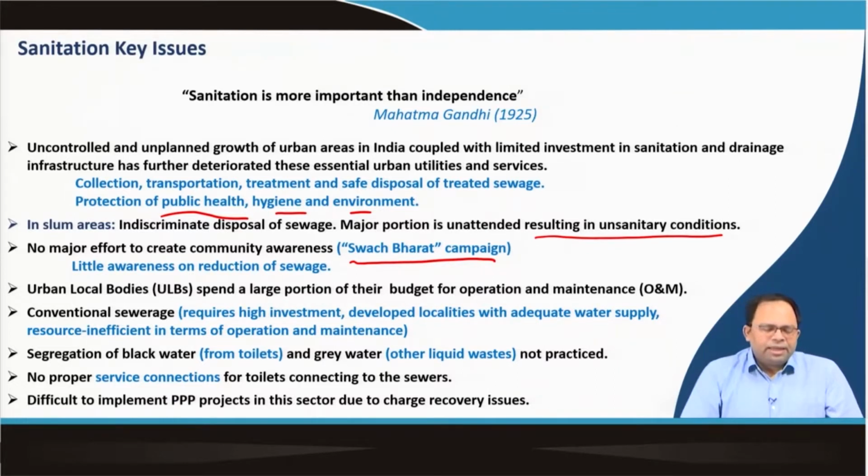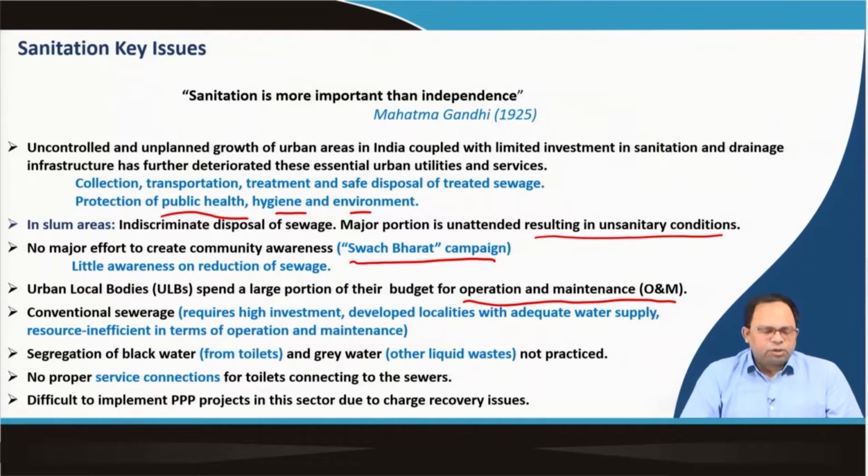The other issue is that urban local bodies spend a large portion of their budget on operation and maintenance of infrastructure. That means the money that is required is probably not being generated. These are some of the issues. Then there is the conventional sewerage system, the sewerage network where pipelines connect to your houses and convey the sewage directly to the sewage treatment plant. This requires high investment, but the problem is we do not have that much money to invest in at the beginning.